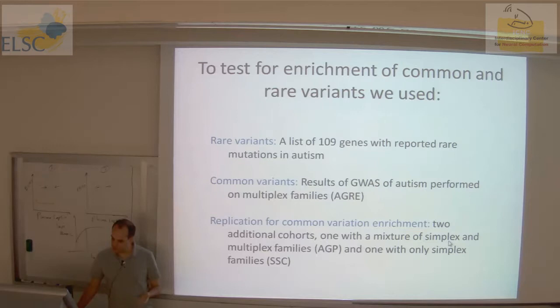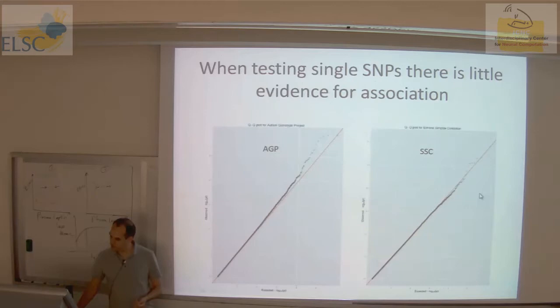And maybe I need to skip this QQ plot. This is just showing the expected p-values distribution, and this is the observed p-values distribution. In this case, there is no difference between what you expect and what you observe, meaning you've got nothing. For a single SNP, you don't have anything. In this other case, you do see some enrichment, so there is some kind of association here.